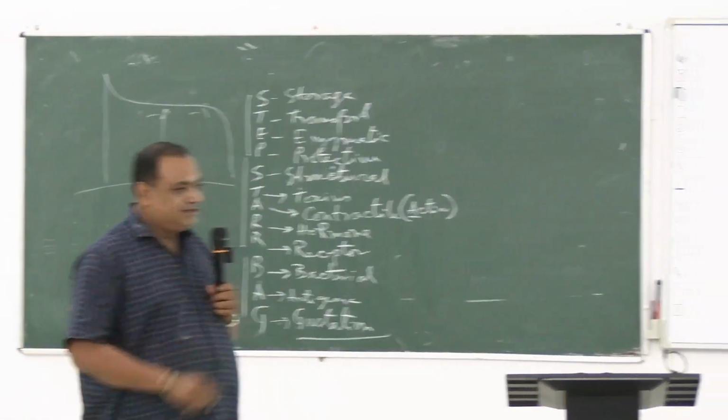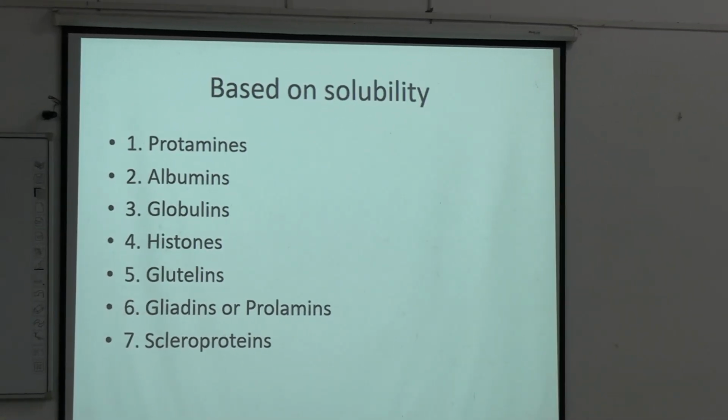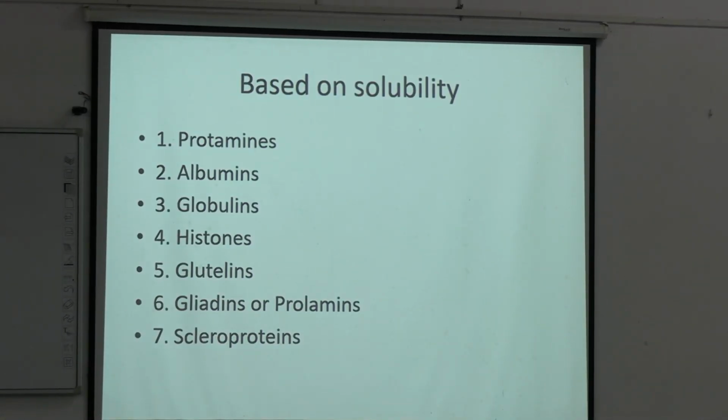So what are these? Protamines, albumins, globulins, histones, glutelins, gliadins, and scleroproteins. Solubility: soluble in water, soluble in dilute acid, soluble in weak acid, soluble in moderate acid solution, soluble in strong acid or alkali solution, soluble in very, very strong acid.